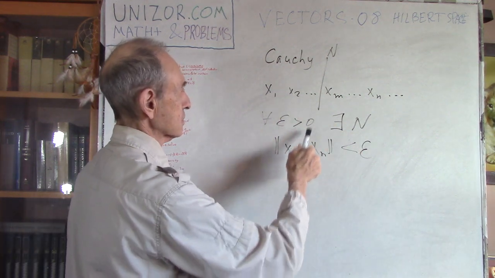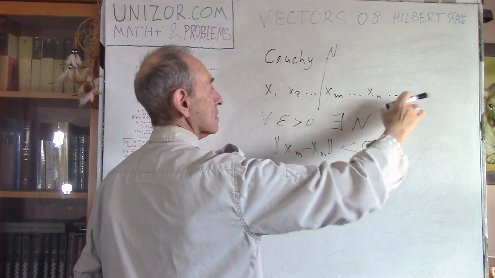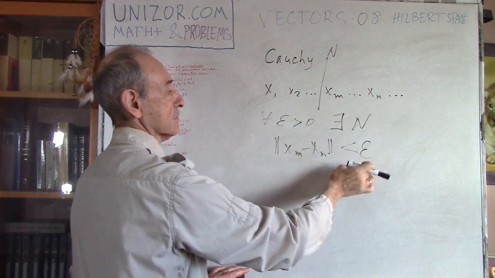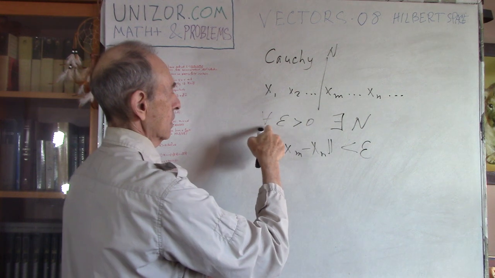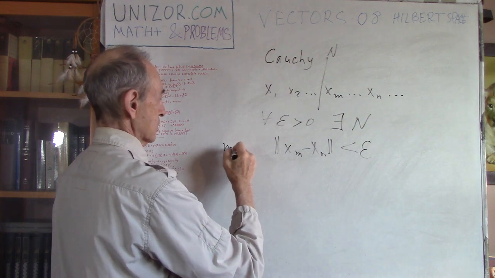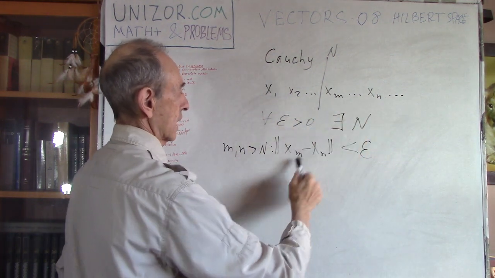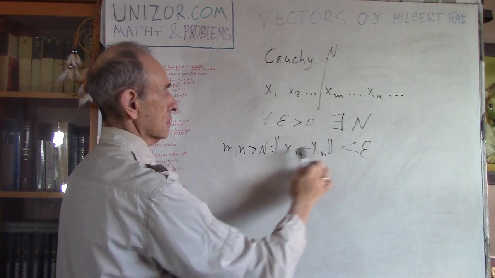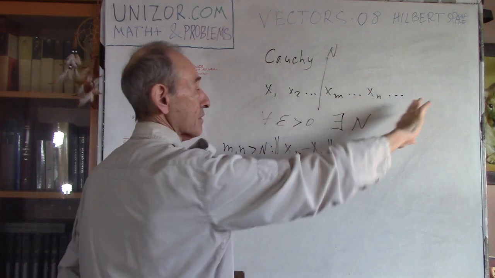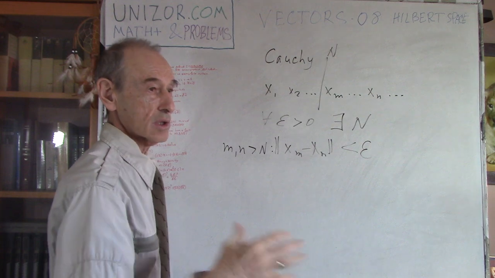Now, let me just repeat this again. So for any epsilon, however small, there is some number after which all these vectors are at a distance between themselves less than epsilon. So that's basically what it is. For any epsilon there is some n after which, I didn't specify, m and n should be greater than n. So after which the difference between any two vectors with numbers greater than n would be less than epsilon. So they're very, very close. The smaller the epsilon, the further down we will have, obviously, this number n, but it always exists.